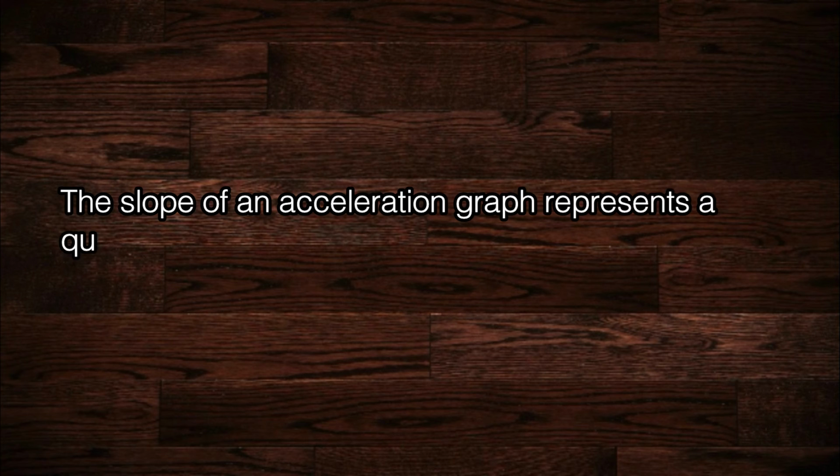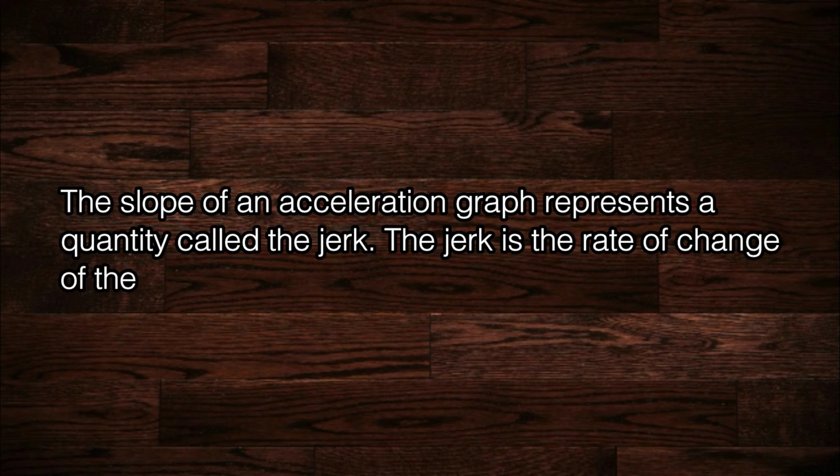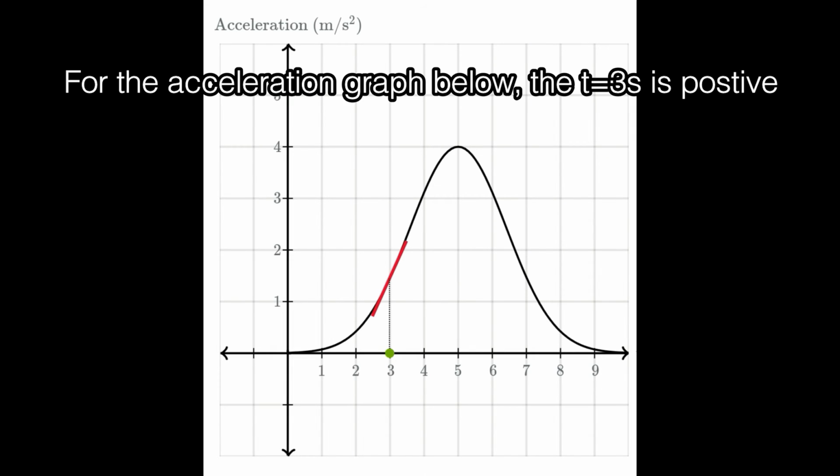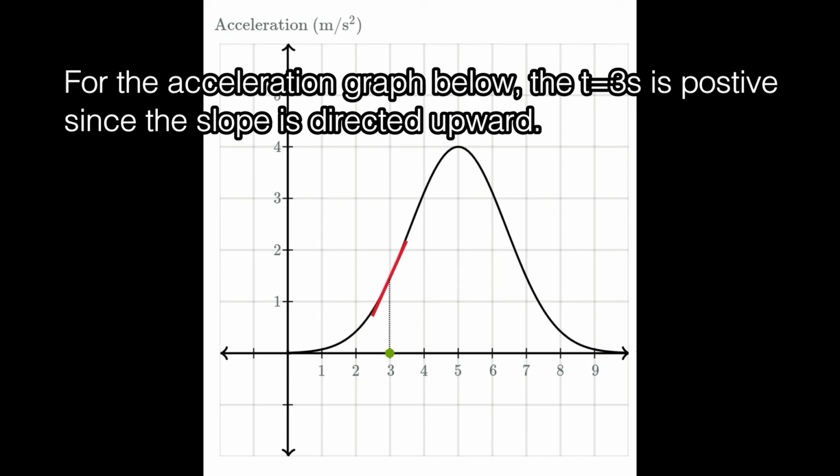The slope of an acceleration graph represents a quantity called the jerk. The jerk is the rate of change of the acceleration. For the acceleration graph below, the jerk at t equals 3 seconds is positive since the slope is directed upward.